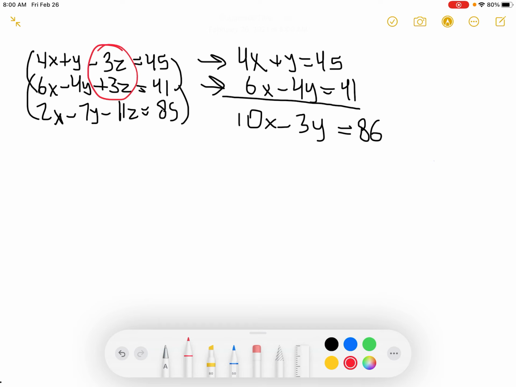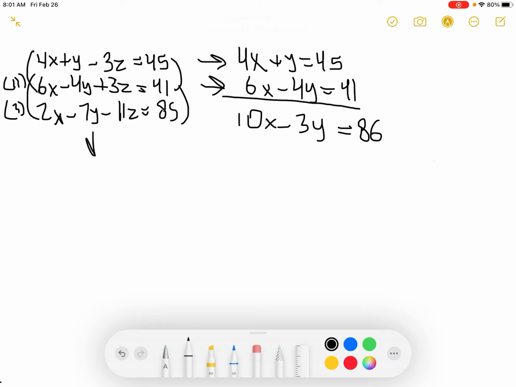Remember, the z canceled out up here, so we can't choose x or y. We have to choose z again. Okay, so how can 3z and negative 3z cancel out? What would make them cancel out with each other? Well, if we multiplied the bottom one by 3 and the top one by 11, we could do that, because 11 times 3 is 33, and 3 times negative 11 is negative 33, and 33 minus 33 is 0, meaning they would cancel out. So that's what we do.